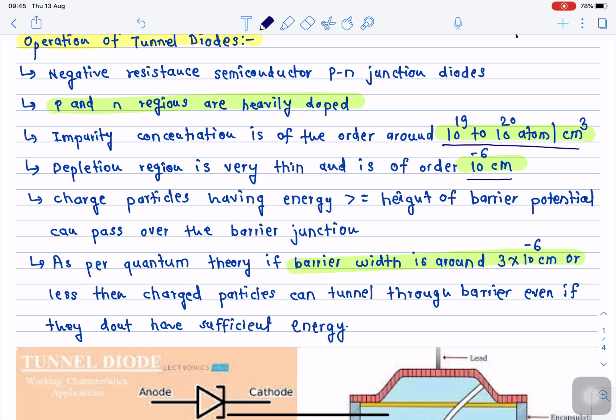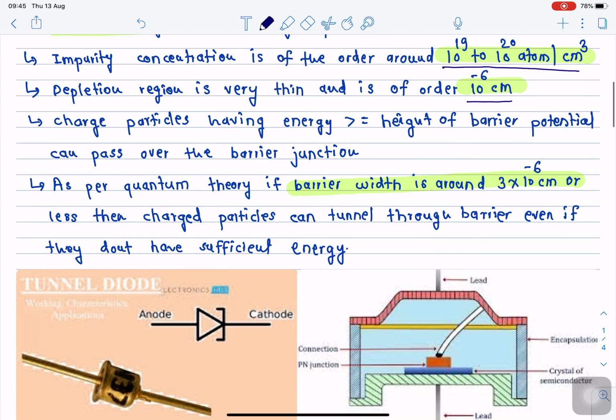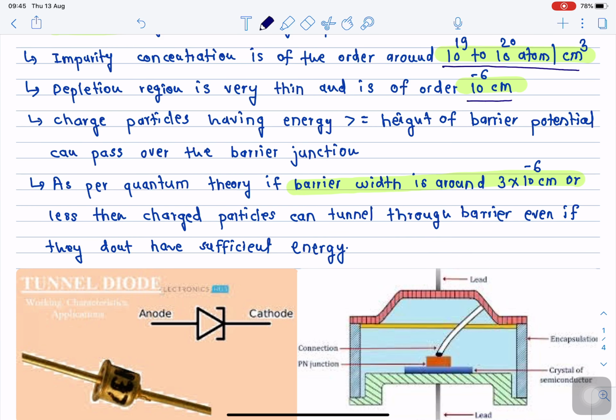So as per the quantum theory, if the barrier width or the junction width is kept around 3 into 10 raised to minus 6 centimeter or less than that, then the charged particle, upon applying the bias voltage, can tunnel through or penetrate through a barrier even if they don't possess sufficient energy. So this is a very important effect.